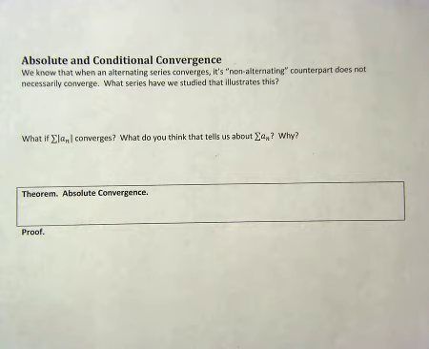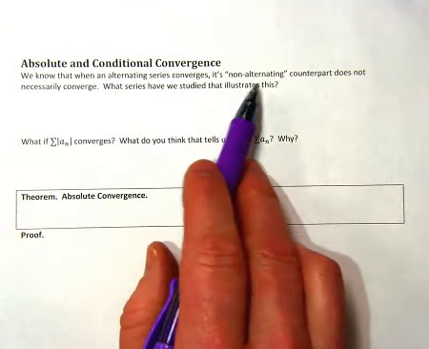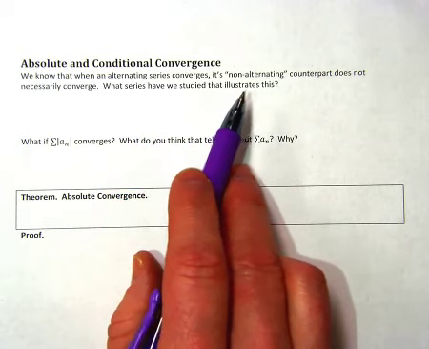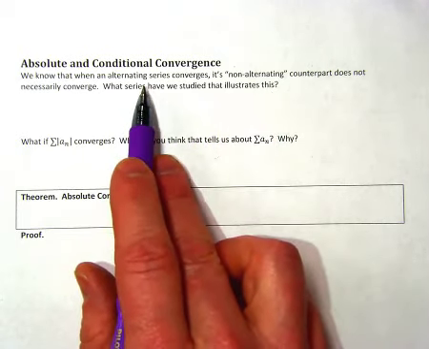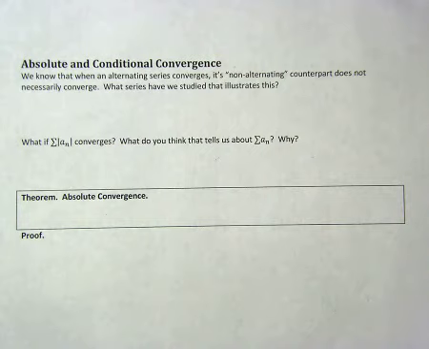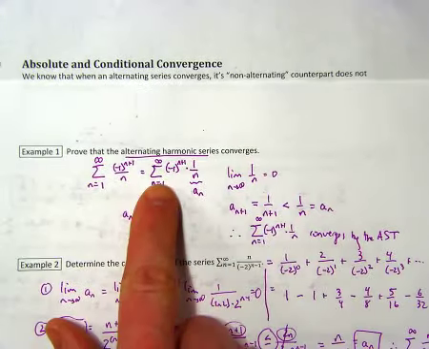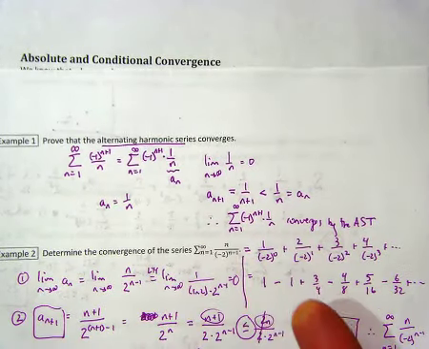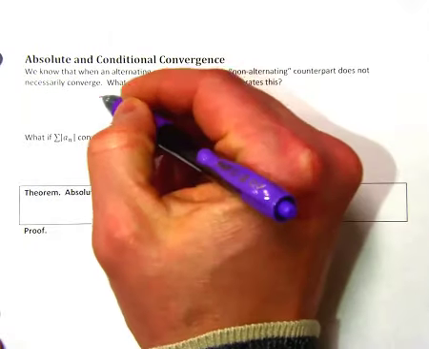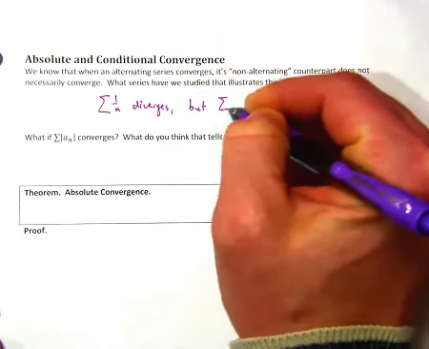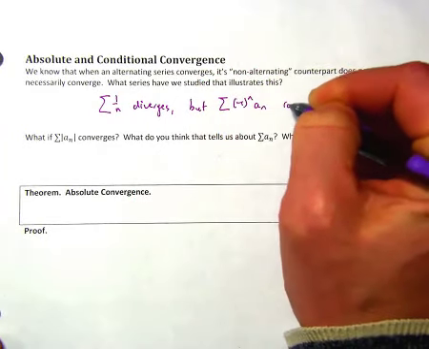We know that when an alternating series converges, if it's not alternating, it might not converge. And we have a series that we've studied a lot that illustrates this. It doesn't converge unless it alternates. As an alternating series, it converges. When it's non-alternating, it doesn't. Can you think about what series that was? I'm going to pull the notes up here from the previous page. That is the alternating harmonic series. The alternating harmonic series converges, but the harmonic series itself does not. The harmonic series diverges, but the alternating one converges.